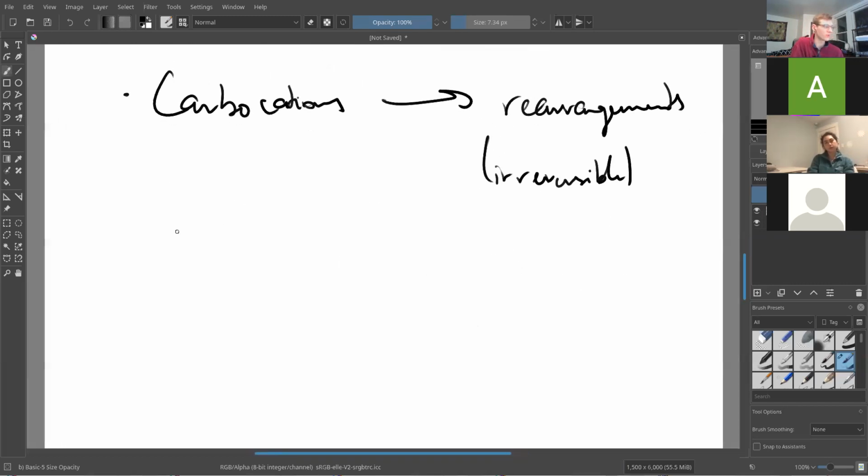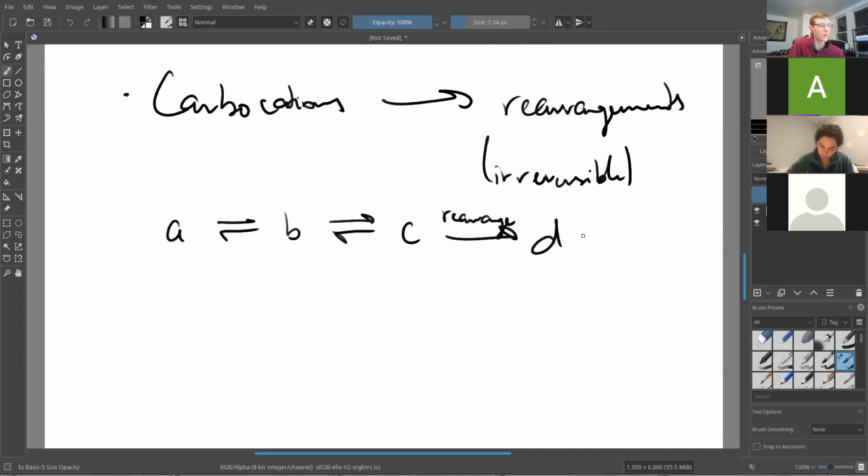So, for example, you could very well see yourself writing, okay, we start with A, and then we go to B, right? And then we go to C, and then, okay, we rearrange. Right? And then we go to D, and then, okay, you could go back to drawing equilibrium arrows if you want, right? But when this happens, it's a forward arrow, straight through.